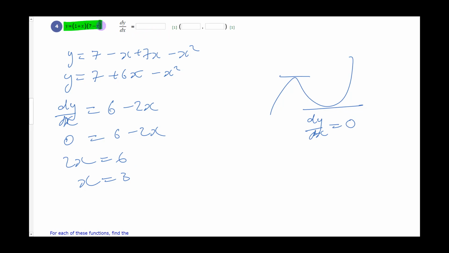So we can put it back into here. So we get y will equal 1 plus 3, which is 4, times 7 minus 3, which is also 4, is 16. So our derivative was 6 minus 2x, our x value was 3, and our y value was 16. Just to remind you, this gives us the coordinates of where the gradient equals 0. That's what we've been finding.